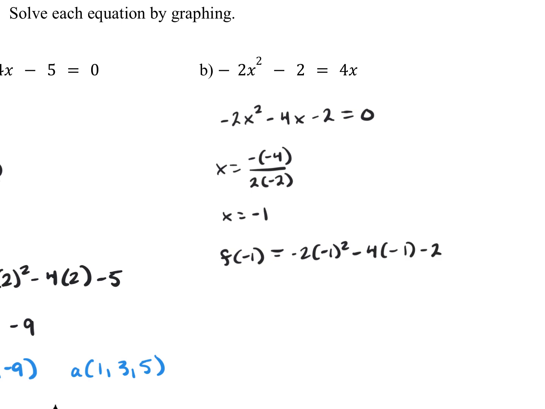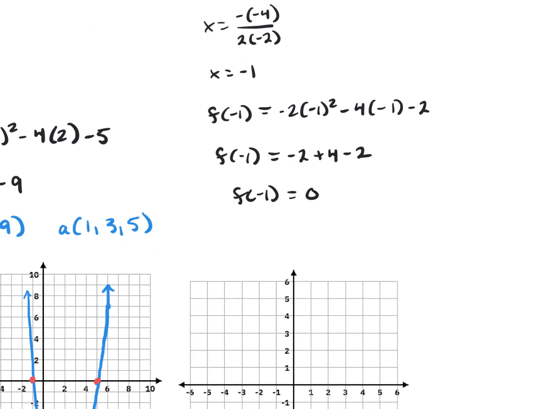So here we have negative 2 plus 4 minus 2. So you could see that our vertex is actually going to end up being our answer because it is an x-intercept as well. So our vertex is (-1, 0).